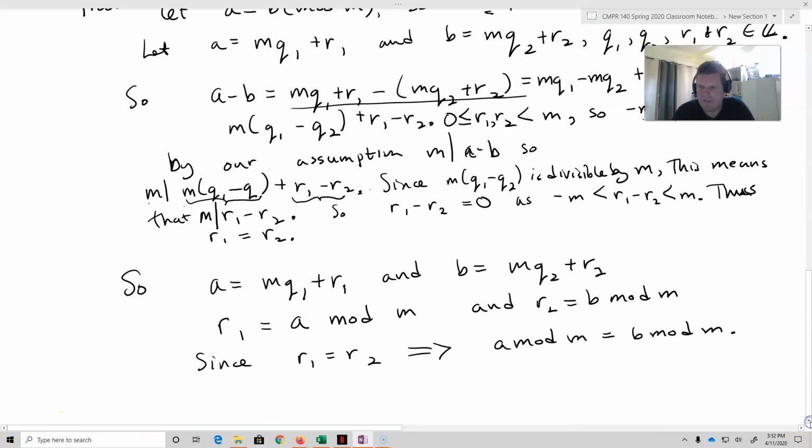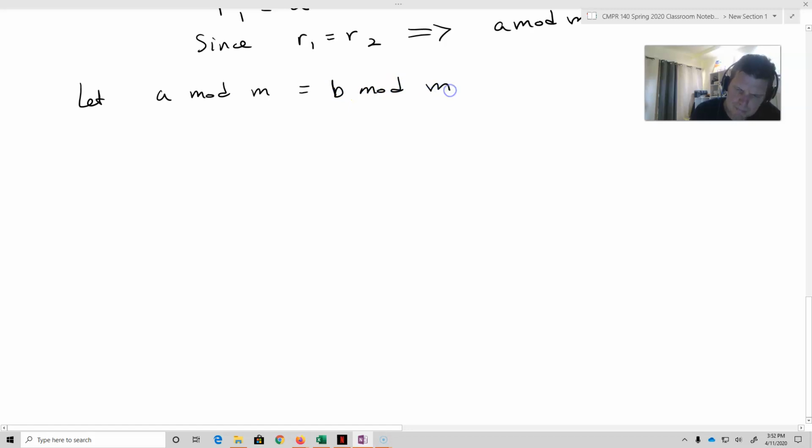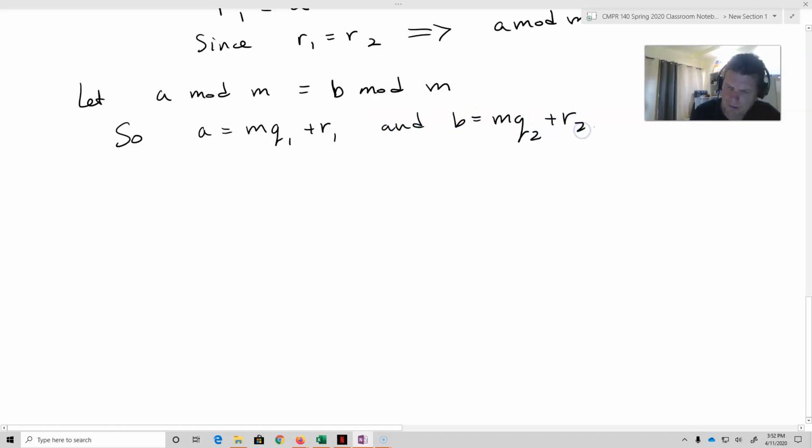So now we're going to take a look at the second half of our proof. And that states, we're going to start with let A mod M equal B mod M. We'll let A equal M times Q1 plus R1 and B equal MQ2 plus R2. R1 equals A mod M and R2 equals B mod M. So R1 equals R2.